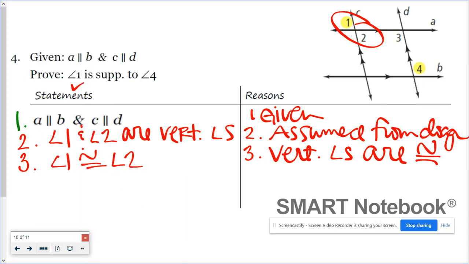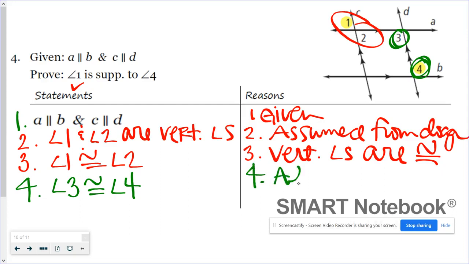What about angle 4? Okay, yeah, we could say 3 and 4 are congruent because they're alternate interior angles. So alternate interior angles theorem. Okay. What about supplementary? If I'm going to prove that angle 1 is supplementary to angle 4, then I probably need supplementary somewhere in my proof.